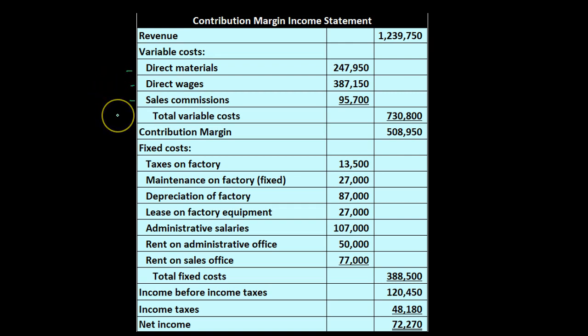That'll give us the total variable costs. Then we'll take the revenue minus the total variable costs. We call that the contribution margin. Again, you'll never see a contribution margin in generally accepted accounting principles. It's not in a normal income statement.